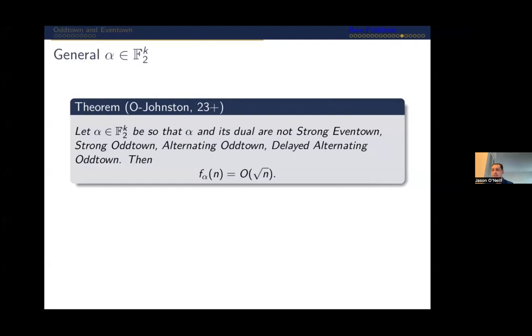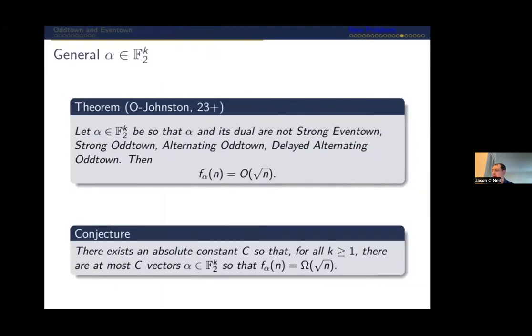And if you're not that vector or its dual, the largest such family could have is some constant times the square root of n. Okay, and we have a similar conjecture where there's only going to be so many vectors that have anywhere close to some constant times the square root. So you can conjecture that for any k, there's an absolute constant, so that for any k, there's at most k vectors that have any construction that looks like a constant times root n.